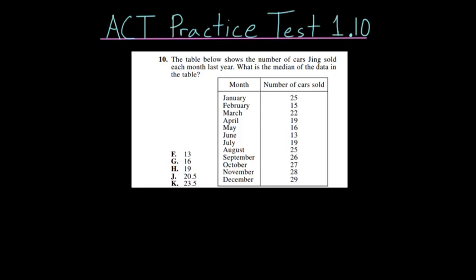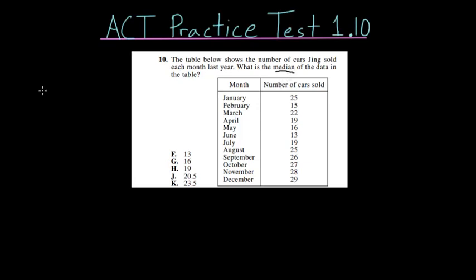For the 10th problem on this first ACT practice test, the table below shows the number of cars being sold each month last year. What is the median of the data in the table? So median, which is often seen with the words mean and mode, since they're all similar concepts, is essentially the middle number of a data set.